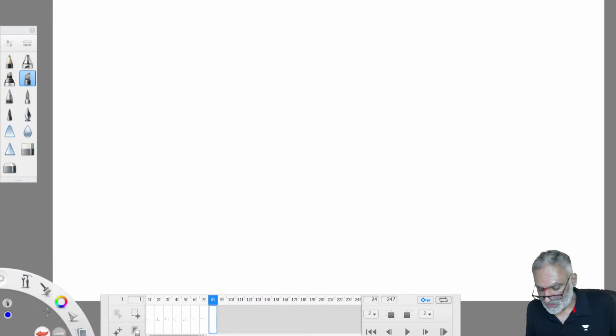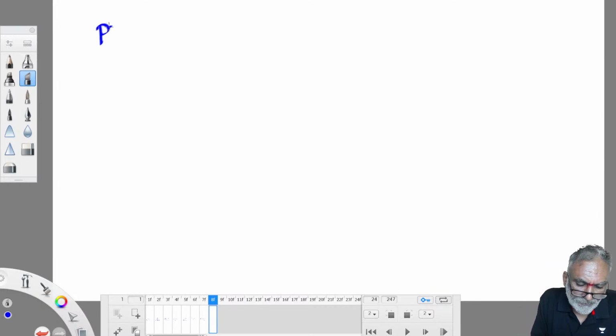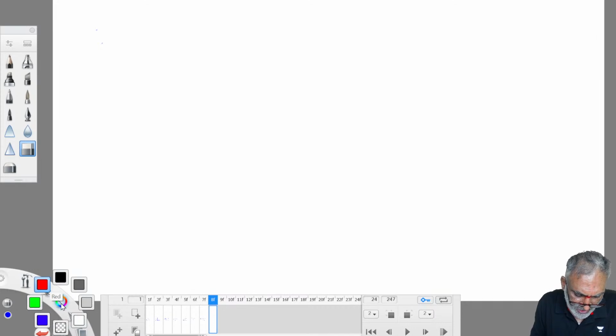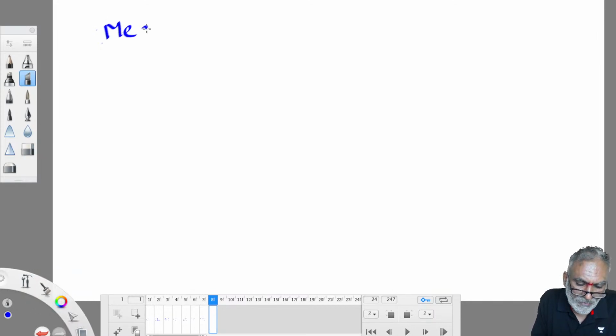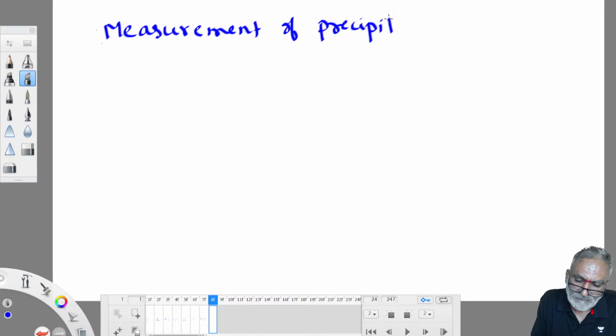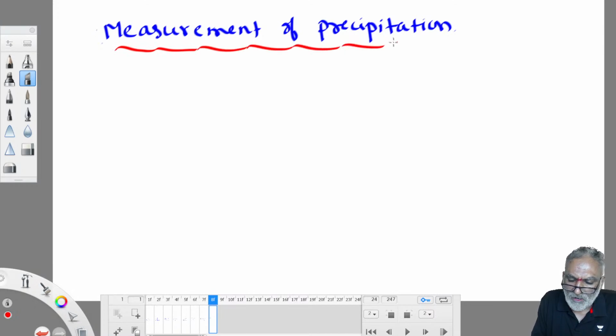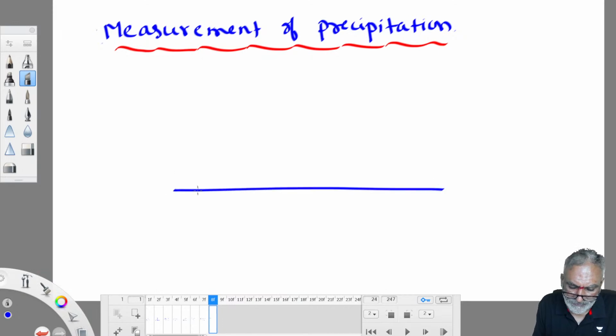Okay, that's all. So related to this precipitation, first question is related to measurement of precipitation. Precipitation is measured as a vertical depth of water that would accumulate on a level ground. So a level ground is prepared.